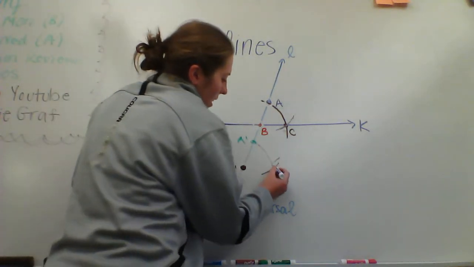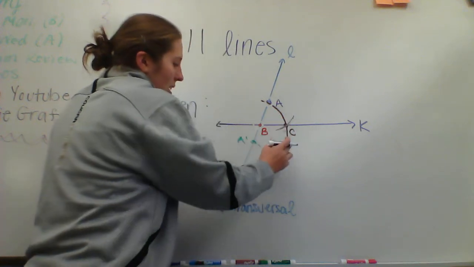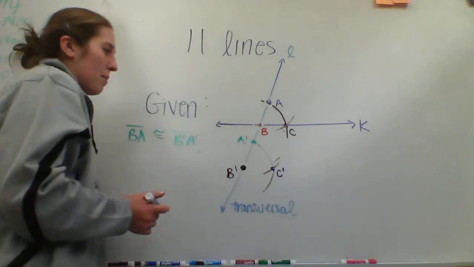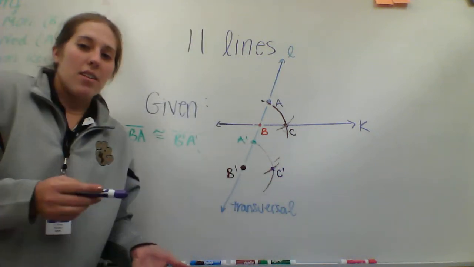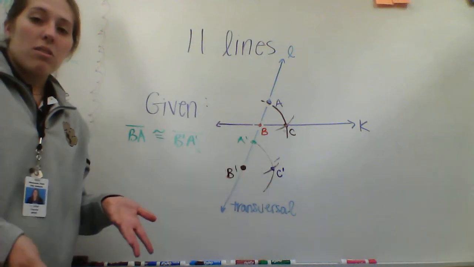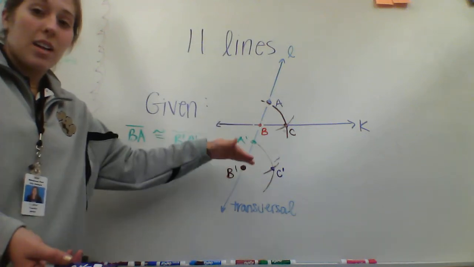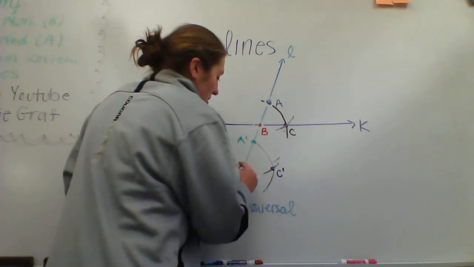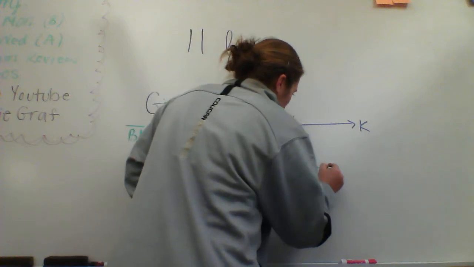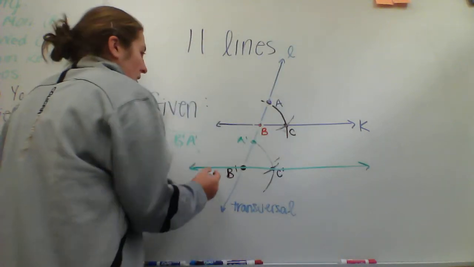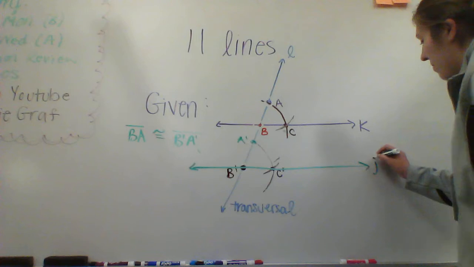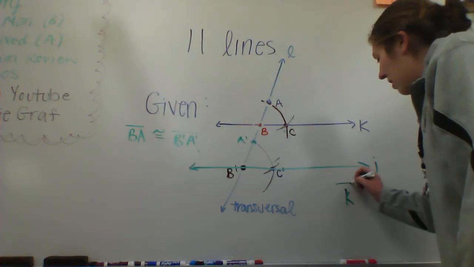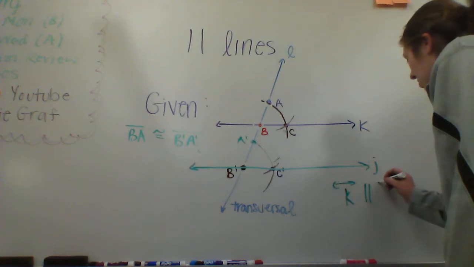So where these two arcs intersected, that tells me where C needs to be in relation to A and B. So this is going to be my C prime. So, if you haven't picked up on it yet, we just created congruent angles. Just did it from the different side. So, the last and final step is to draw a line through B prime and C prime. And I'm going to label this green line J. So now we know that line K is parallel to line J.